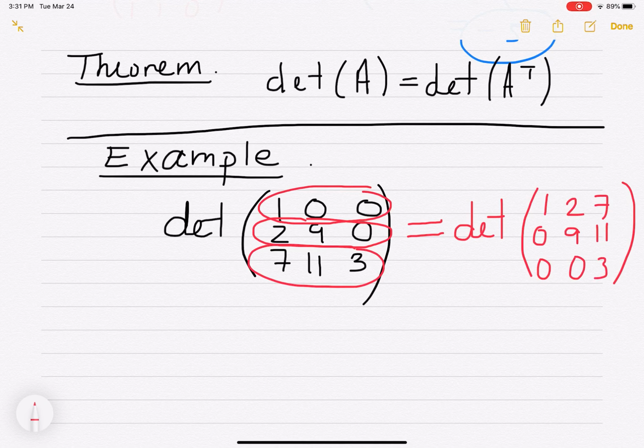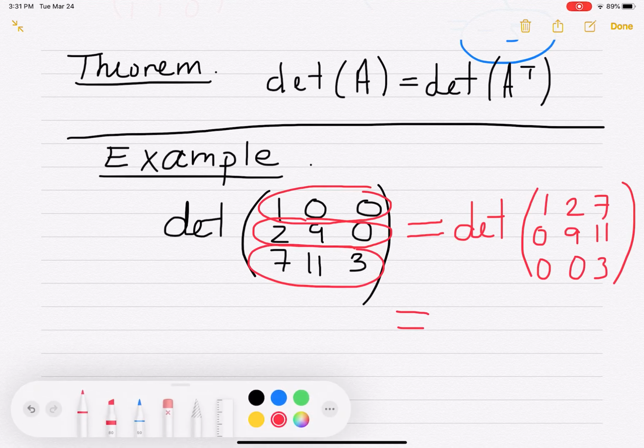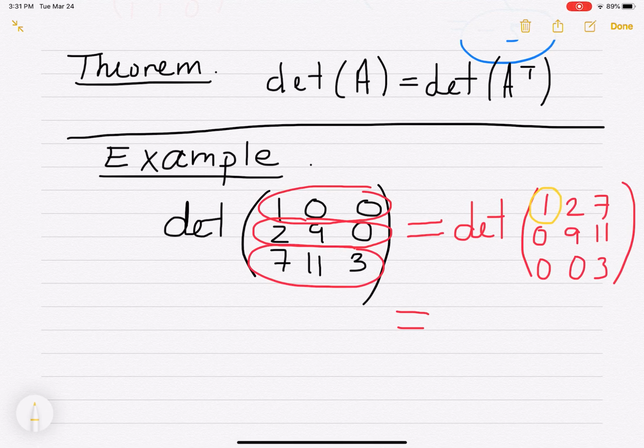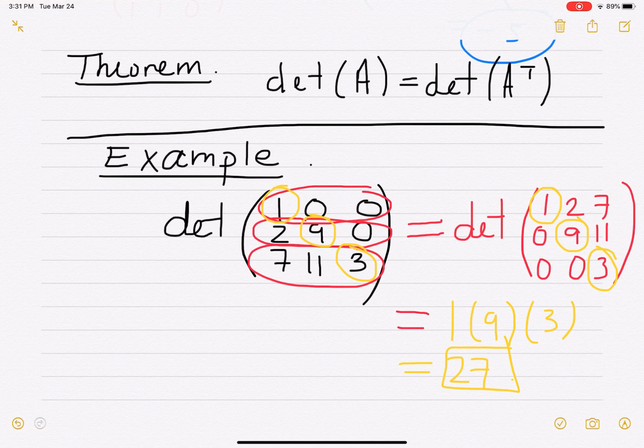So we're using the previous theorem. And wait a second, now we have an upper triangular matrix, and we know that for an upper triangular matrix, by our first result of the day, we just take the main diagonal and multiply those numbers together. 1 times 9 times 3, 27. So yeah, that means it's the product of the main diagonal again. It doesn't matter if it's upper triangular or lower triangular. In any case, it's going to be the product of the main descending diagonal.